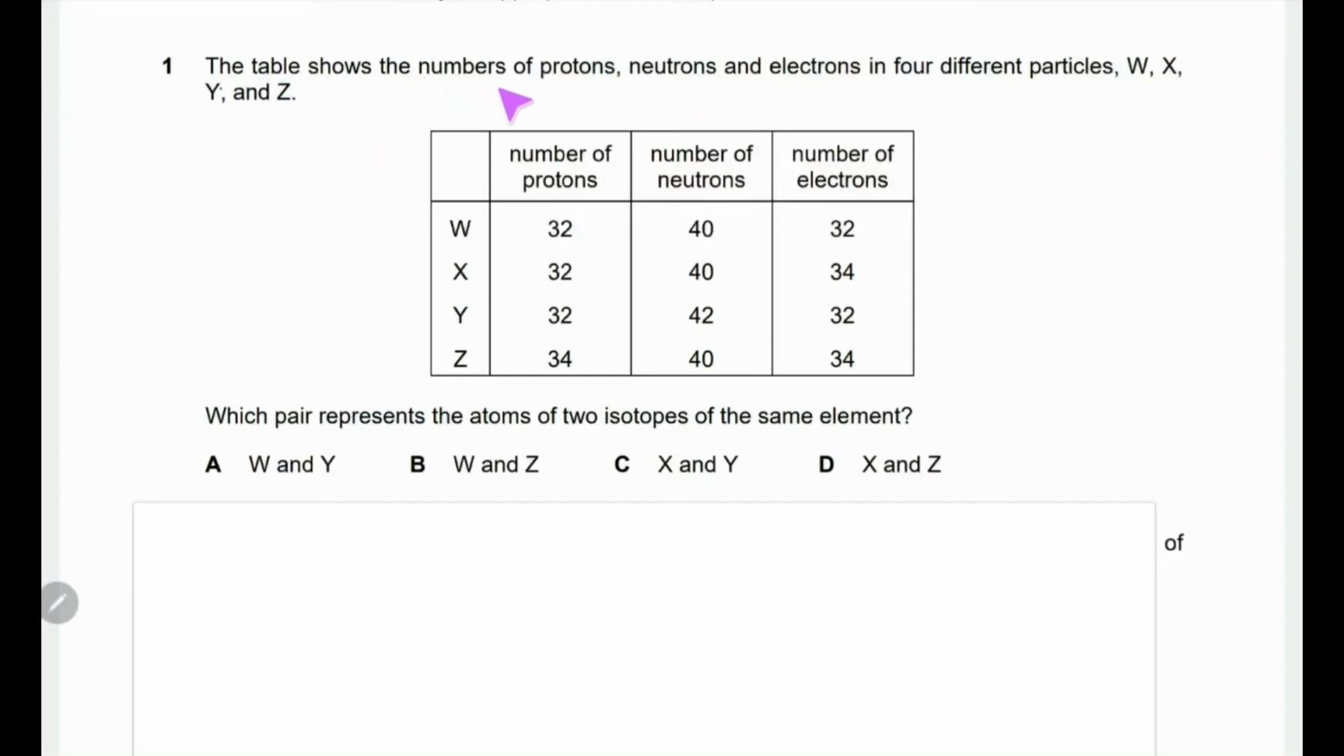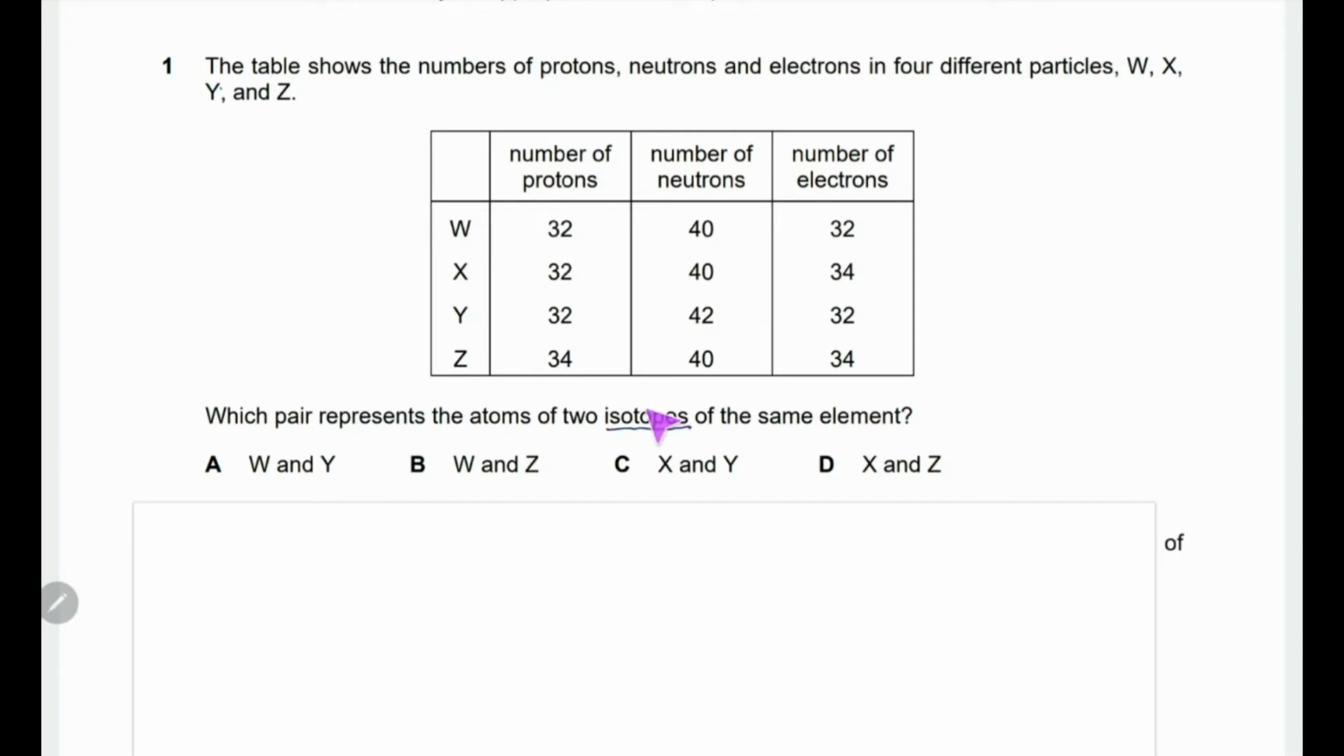The table shows the number of protons, neutrons, and electrons in four different particles, W, X, Y, and Z. This is the table given. Now they are asking which pair represent the atoms of two isotopes of the same element. So we have to search for isotopes.